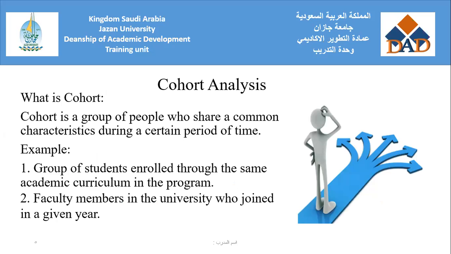What is a cohort? A cohort is a group of people who share common characteristics during a certain period of time. For example, a number of students enrolled in the same academic curriculum in the program, or faculty members in the university who joined in a given year. Here, the cohort means the students who joined in the same academic year, or the members who joined the university in the same year. We can consider them as one cohort.